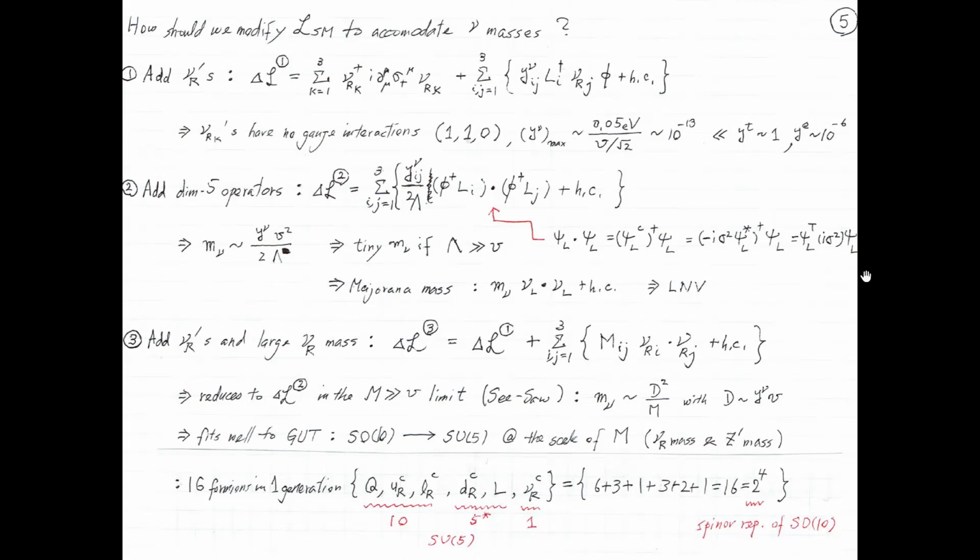And because it's a dimension 5, the operator is suppressed by some high scale. So if this high scale is very large, then it's very natural that neutrino is very light. So at least this has an explanation why neutrino is so light. This is far more realistic to me, as a theorist. This is how I teach in my class.